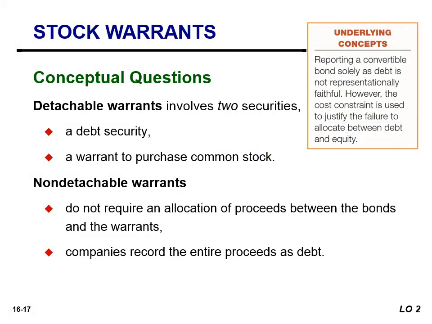Now, when you had detachable warrants, you really had two different securities, a debt or an equity security plus the warrant to buy common stock. If they are detachable, you have two securities and you separate them out on your books. You record them separately. If they are non-detachable, you cannot split them. You can't allocate the proceeds. Therefore, you dump all of them in as debt.